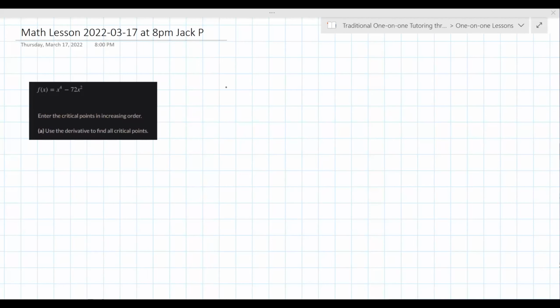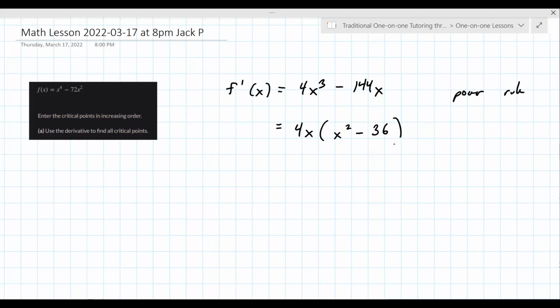Okay. So the critical points come from taking the derivative. So the derivative of this function is 4x cubed minus 144x, and I'm just using the power rule. So it's no longer good enough just to know the derivative. You're going to use the derivative for something. You factor out the greatest common factor, and you get x squared minus 36. And then this is your prerequisite stuff. This is, okay, I know how to factor difference of squares and I'm really fast at it. At least that's what they're thinking when they assign this problem.